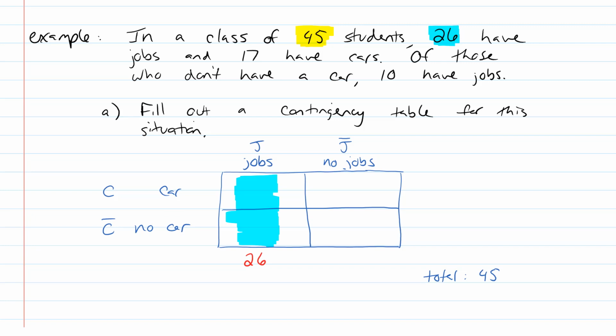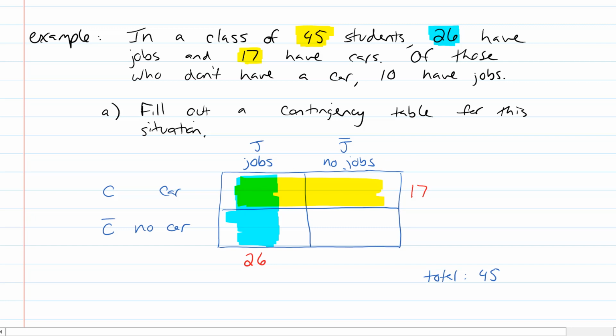Similarly, we've got that 17 students have cars. This number right here, that's 17, and that would be the sum of the students with cars and jobs and the students with car and no jobs. So that number goes outside.